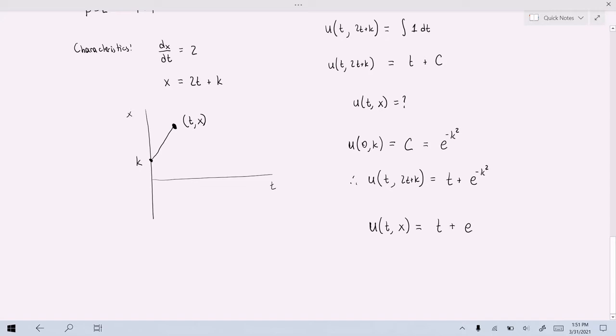We can do that by going back to the equation of our characteristic. You see from the equation that k should be equal to x minus 2t. So I'm just going to plug that in for k. And so then this should be the solution to our initial value problem in terms of t and x.